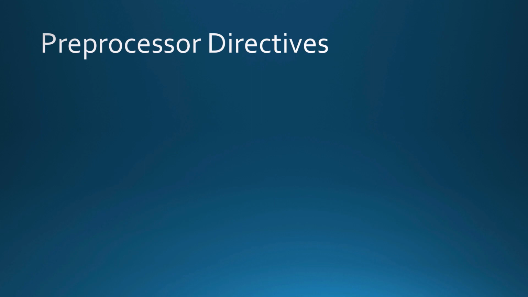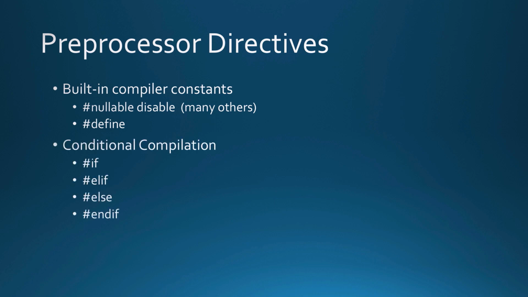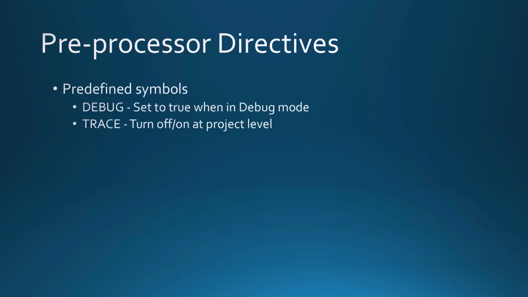Another tool we can use to make decisions is preprocessor directives. Now these are built-in compiler constants. Some of them help us set what is going to happen within our code and how it compiles, such as #nullable. And others we can use to define our own constants like #define. Now all of these start with a # sign, so you'll know that they are preprocessor directives or things that change the way our code compiles. So we can do a #if, #elif, #else, #endif to control which versions of code get compiled based on some condition.